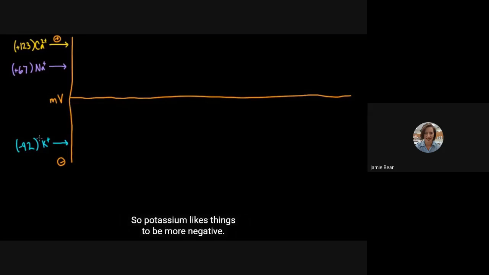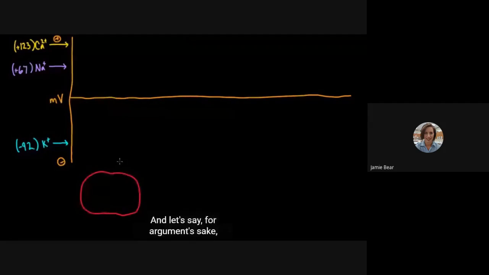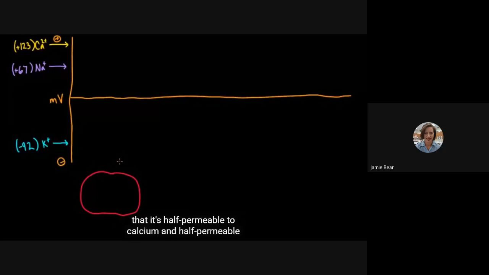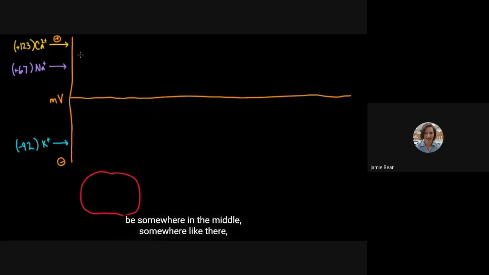So potassium likes things to be more negative. Now in real life, you have cells, and I'll draw a cell right here, that are actually permeable to multiple things, right? They're not just permeable to one ion. And let's say, for argument's sake, that it's half permeable to calcium and half permeable to sodium. Well, if it's exactly half and half, then your membrane potential would be somewhere in the middle, somewhere like there. And that works out to about, let's see if I can do my math quickly, 97 or so. So around 97, maybe 96.